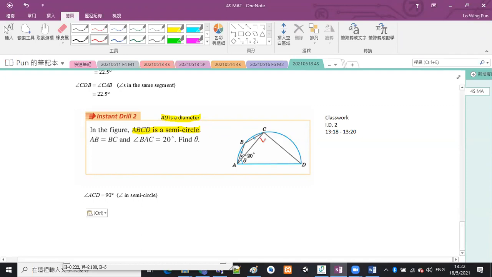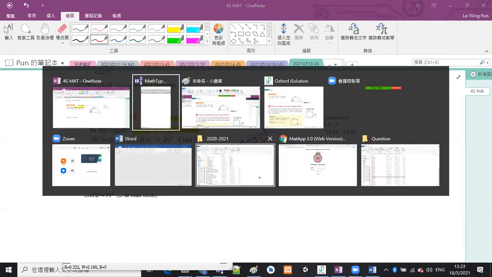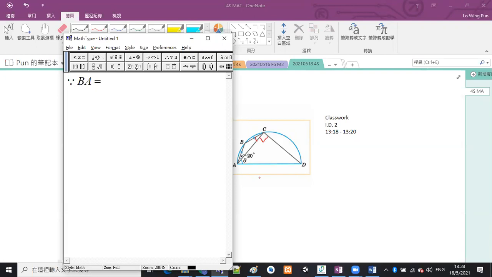This is 90 degrees. And we have two equal chords or equal sides, and we have an angle of 20 degrees. So this 20 degrees should be a base angle of the isosceles triangle, which means that this angle is also equal to 20 degrees. Let us write this down. Because BA is equal to BC, therefore angle BAC is equal to angle BCA, and this is base angles isosceles triangle. They are both equal to 20 degrees.